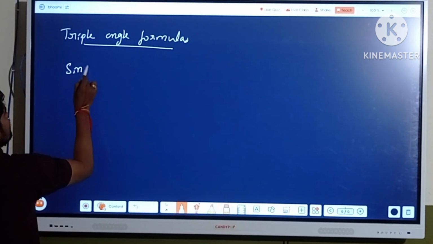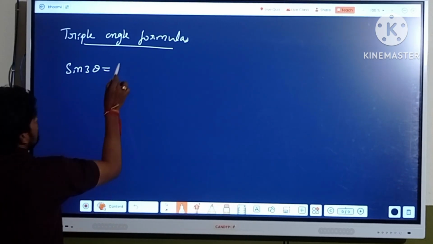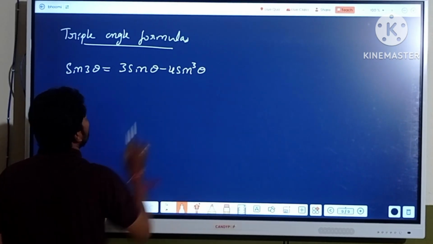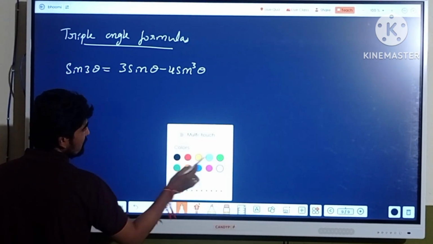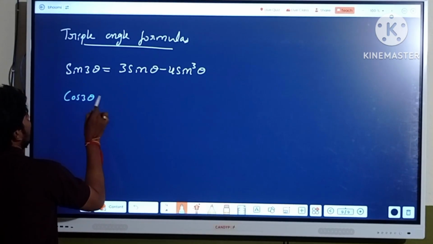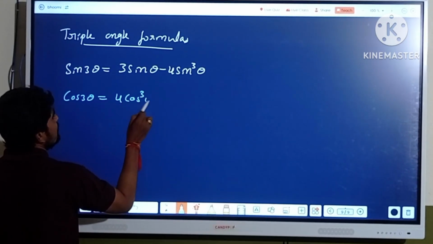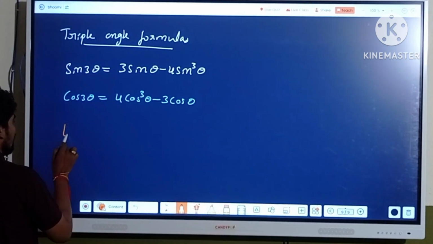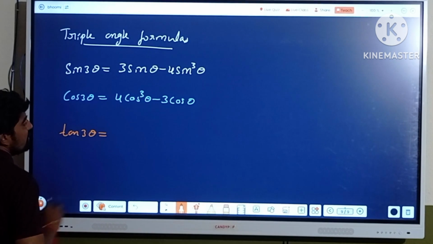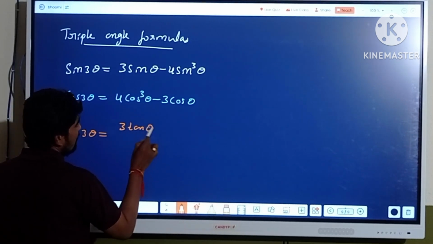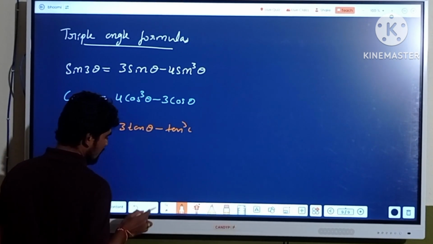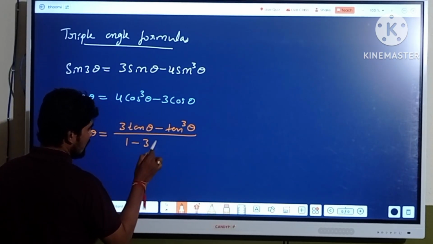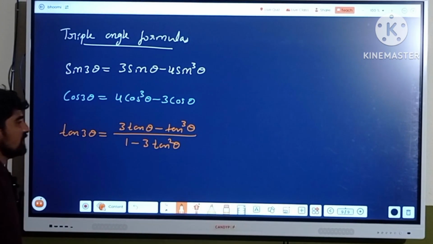So the formula for sin 3 theta: 3 sin theta minus 4 sin cube theta. And the formula for cos 3 theta is what? 4 cos cube theta minus 3 cos theta. And the formula for tan 3 theta is what? 3 tan theta minus tan cube theta divided by 1 minus 3 tan square theta.